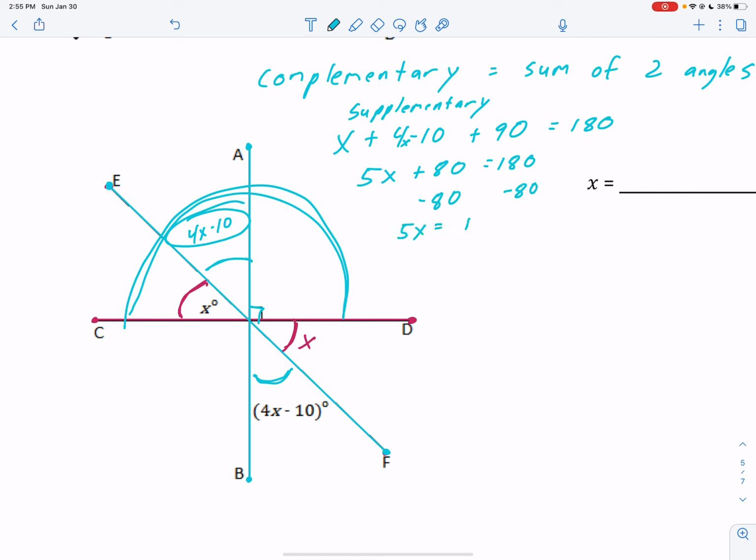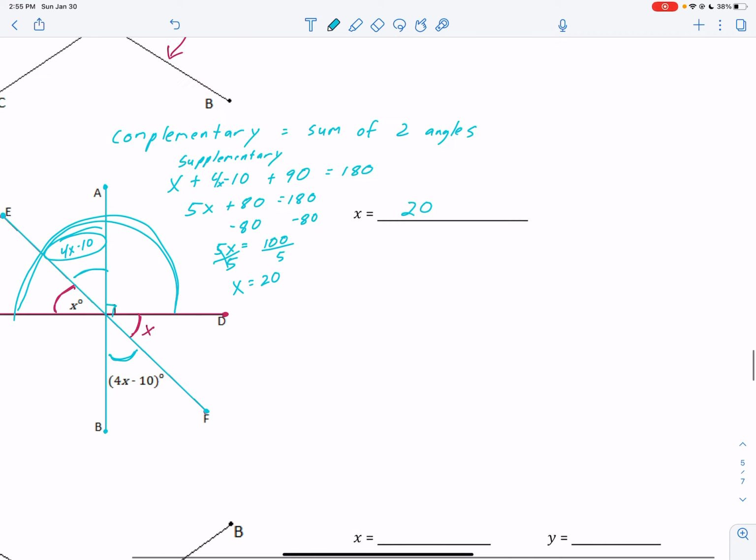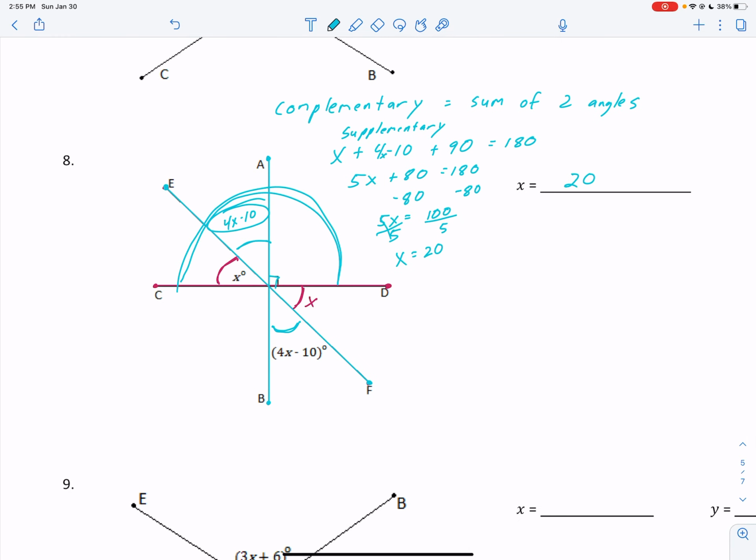5x equals 100. Divide both sides by 5. And we get x equals 20. So x is 20 degrees. And that's all they asked us for. But we can go through and confirm this with a lot of different things.